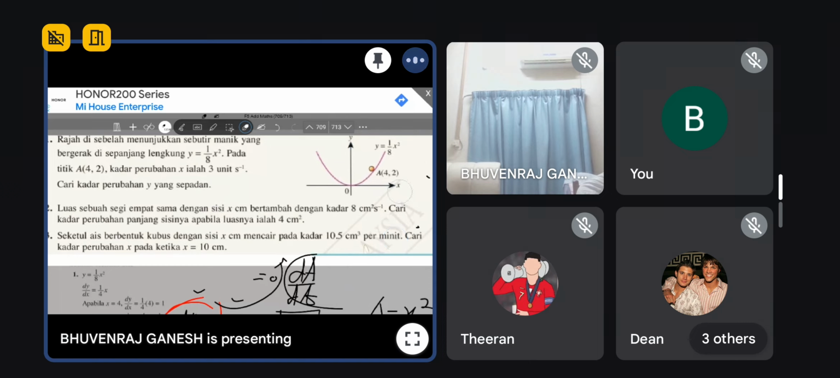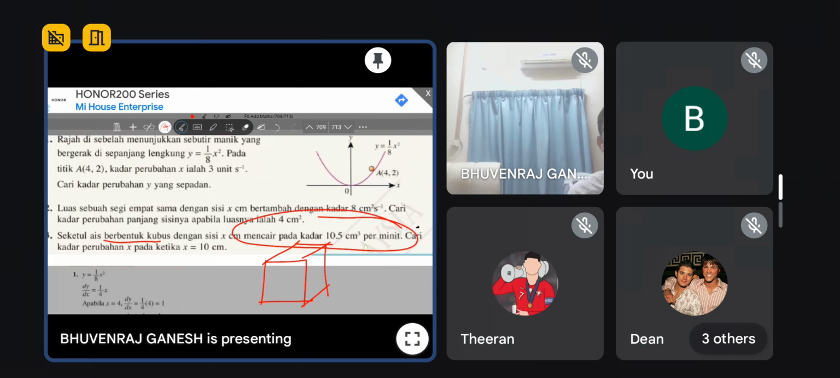I think it's still easy for number 2. Number 3 got catch a bit. So you can see over here, you can imagine you have a cube. Okay, kamu ada satu kubus. Okay, this is the important information, guys. They say that the cube melts at the rate of that.